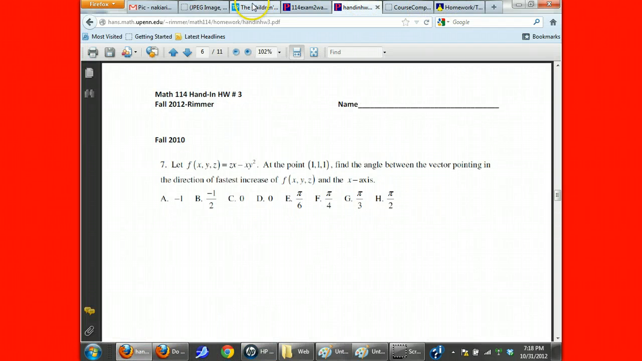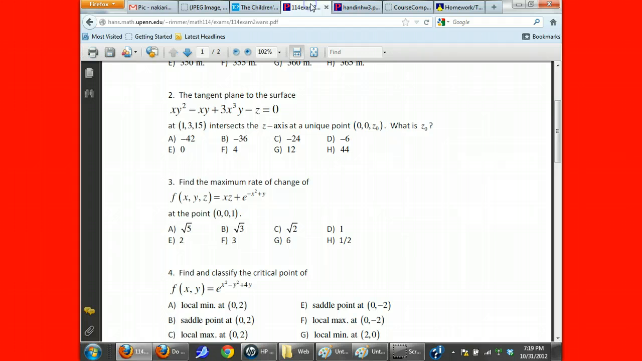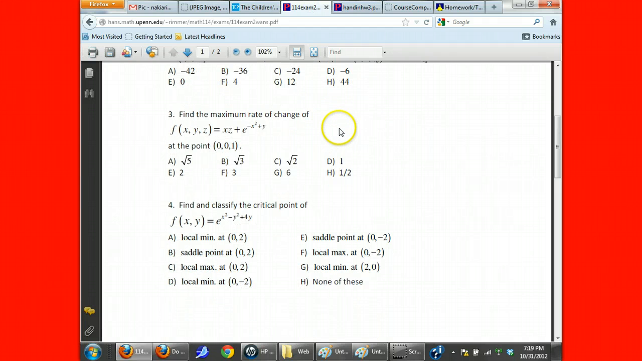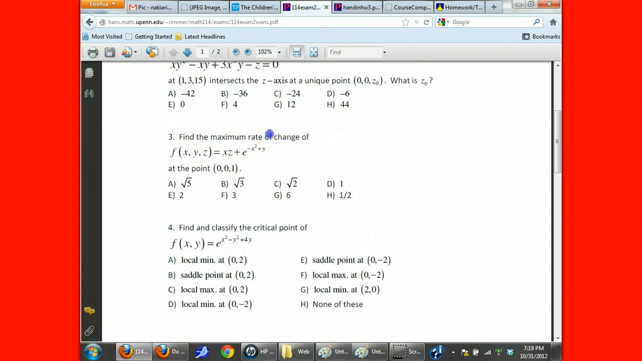It's just code word for gradient. Maximum rate of change is code word for gradient. So, like in this practice exam that I give you, maximum rate of change, code word for gradient. So find the gradient. Might be a bit messy, but you can do it. Plug in those coordinates: x equals 0, y equals 0, z equals 1. And yeah, that'll be your answer.